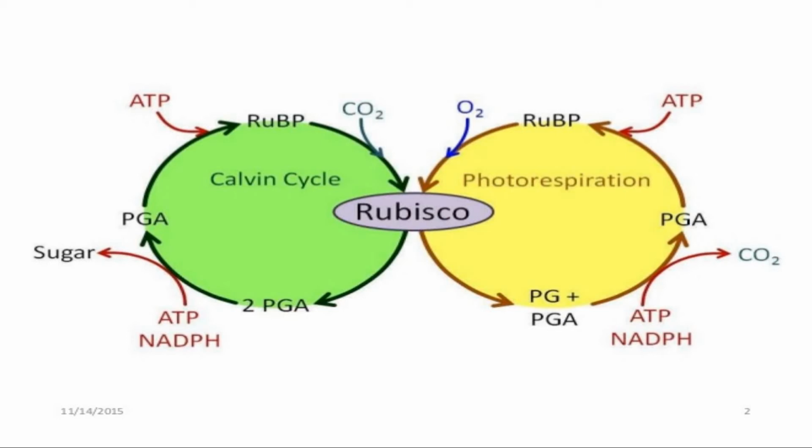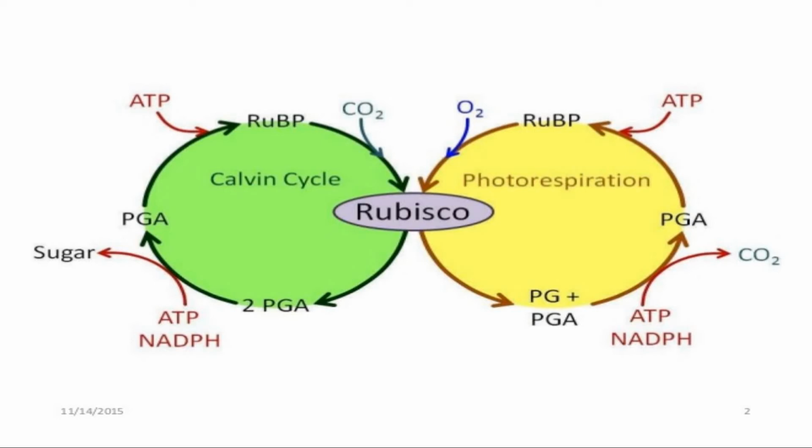So in carboxylase activity, RuBP combines with carbon dioxide in the presence of rubisco to form two PGA molecules. These PGA molecules are then converted to RuBP, releasing sugar. But in oxygenase activity of rubisco, RuBP combines with oxygen to produce PGA plus PG, which is phosphoglycolate.